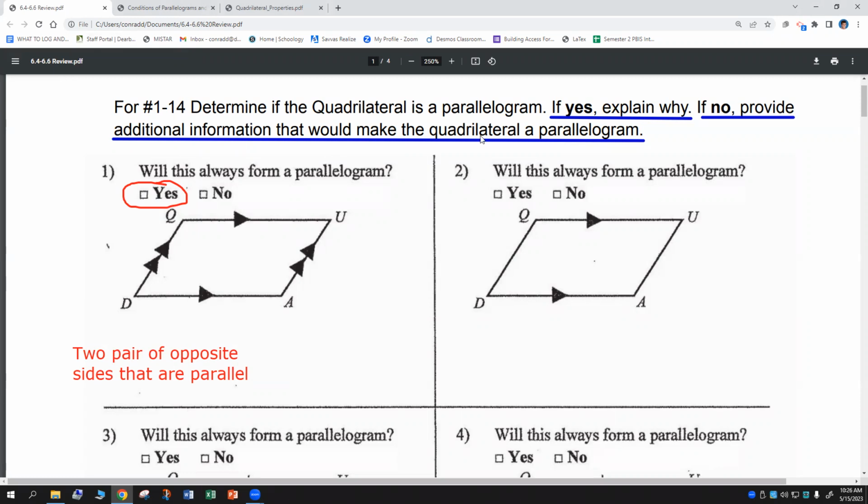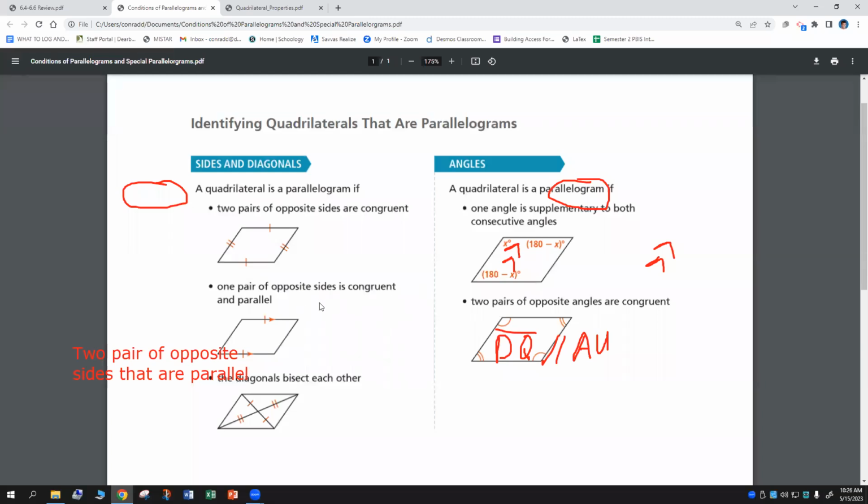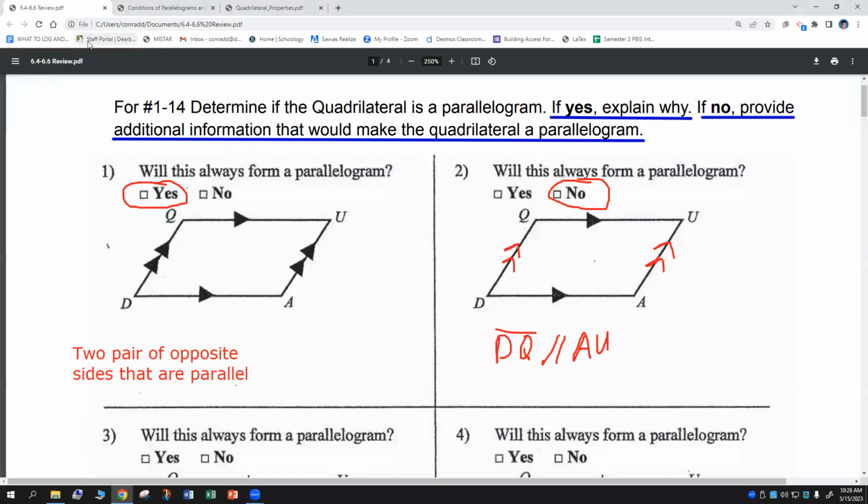All right, number 2 here, will this always form a parallelogram? No. We need 2 pairs of opposite sides that are parallel. So what additional information can we add? We could add that DQ is parallel to AU, and then we would have a parallelogram. You could also say AD is congruent to UQ. That would give you a parallelogram as well from that second property: 1 pair of opposite sides is congruent and parallel.